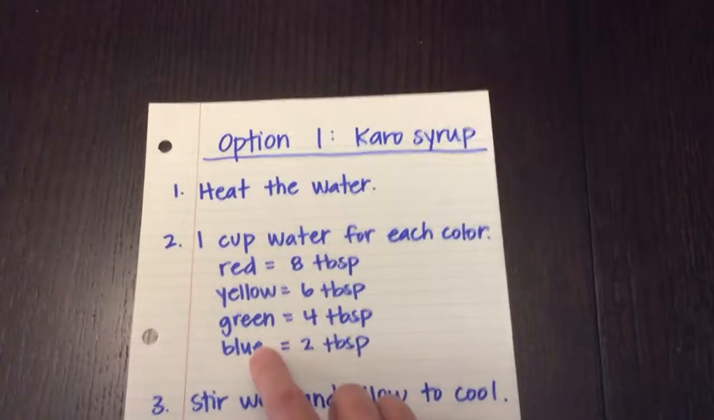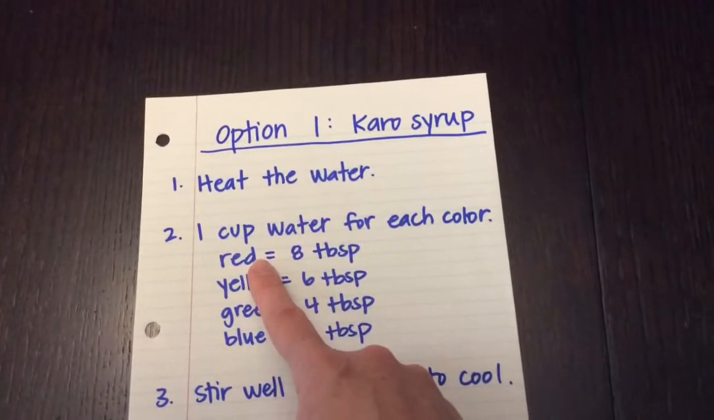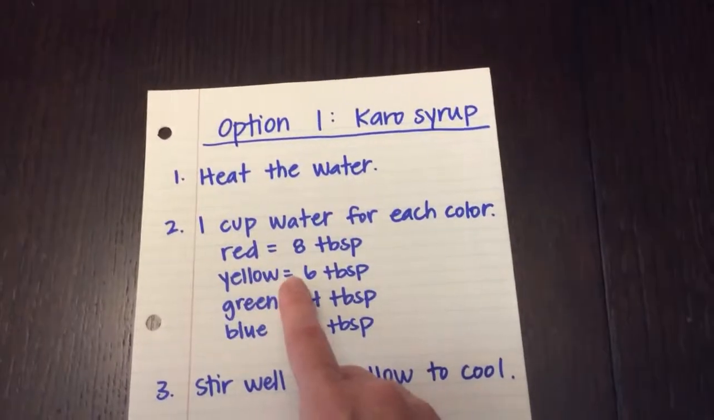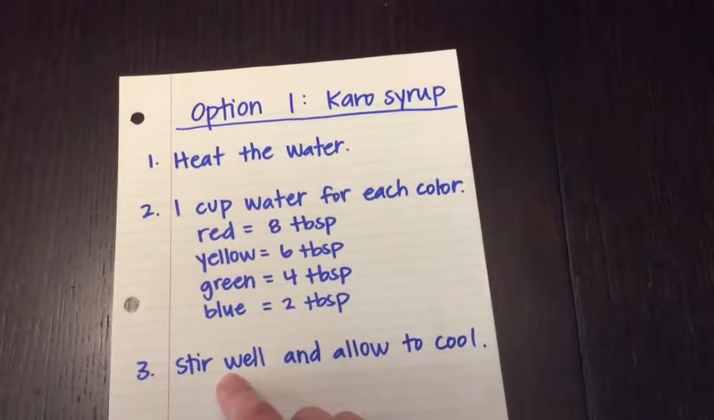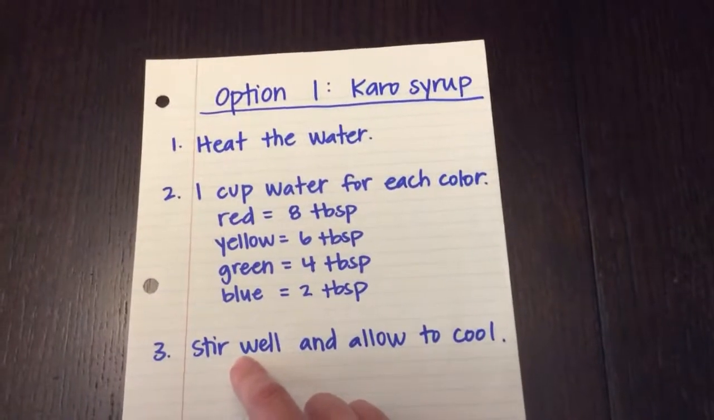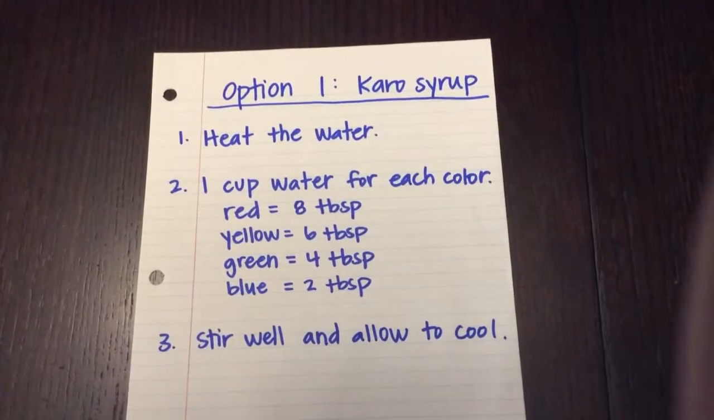Now I just arbitrarily chose these colors. You could pick whatever colors you wanted. To make my red, I used 8 tablespoons, 6, 4, and 2. And then you need to stir and make sure that these cool before you use them, okay? Because if they are all hot, that's not going to give you the good result that you want.